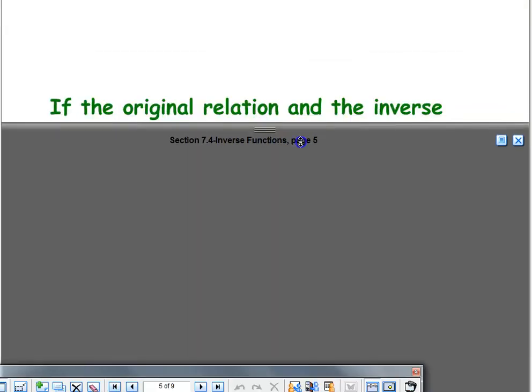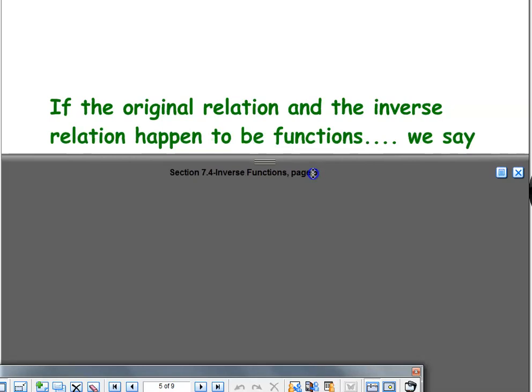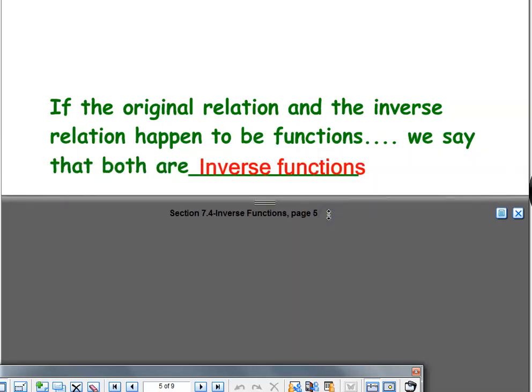If the original function and the inverse relation happen to be functions, we say that they are both inverse functions. And you're like, what does that mean? That means if I find a relationship and I find an inverse, and both of those functions pass the vertical line test, they are inverse functions. You're like, well, is it not an inverse function? Anytime I deal with squares or things like that, they won't give me inverse functions. But we'll talk about that much, much later. Don't you worry.